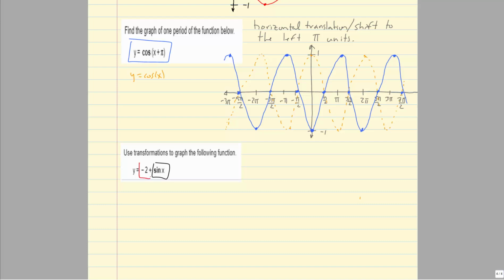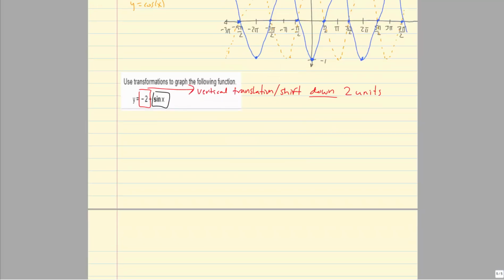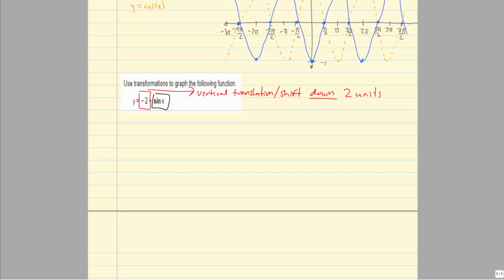And then this -2 is going to be a vertical translation or shift, it's the same thing, down 2 units. It's on the outside of the trig function, so it's going to be vertical, and it's a -2, so it means it goes down 2 units. So what I'm looking for is a sine graph that moves down 2 units. So the best way to start would be to think about what the sine curve looks like and then move it down 2 units.